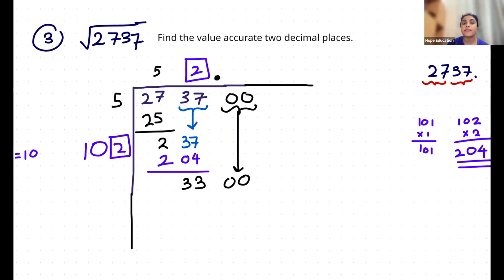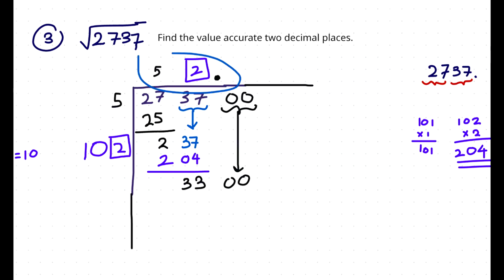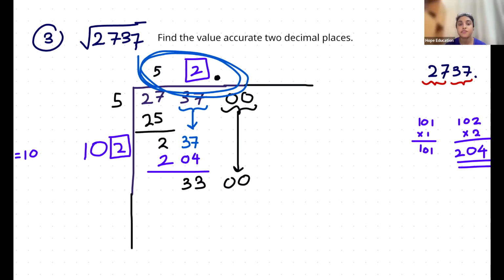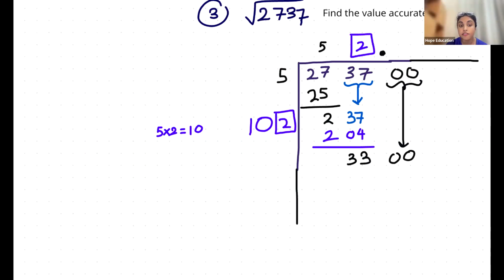Now what is remaining at the top? Initially the number remaining at the top was only 5. But now what is the number remaining at the top? 52. The number remaining at the top is 52. Then I take the double of 52. The double of 52: 2 times 2 is 4, 2 times 5 is 10, that is 104. Okay, double of 52 is 104. And I put 104 here.